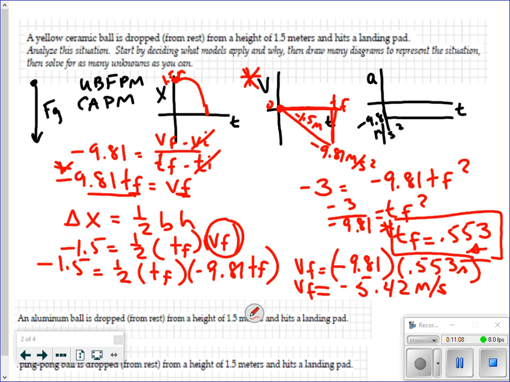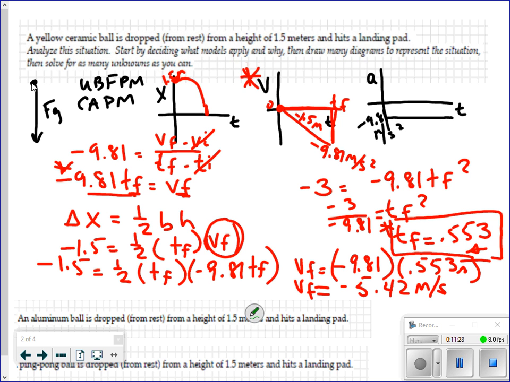None of this is new. This is stuff we've done from the first semester. Okay, why is it a projectile though? Because the only force is gravity. The only acceleration is from the force of gravity. So that works.